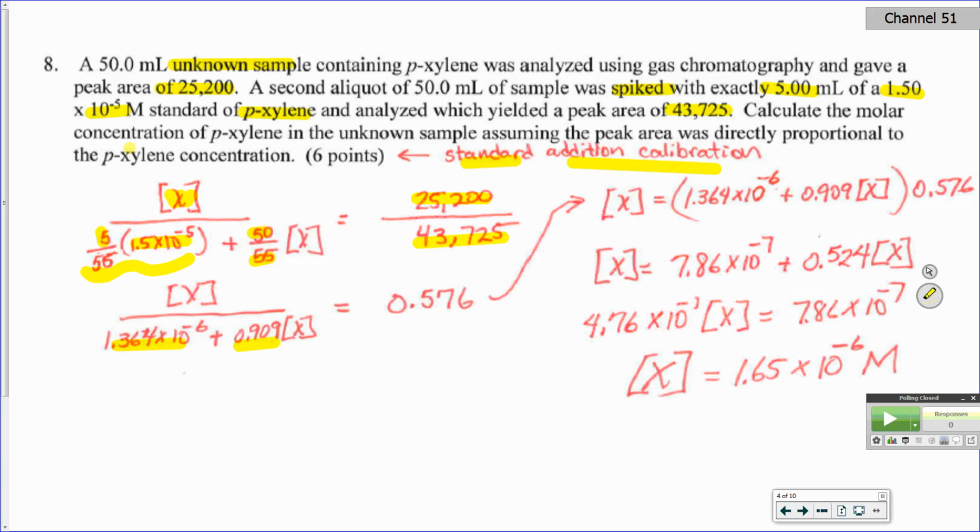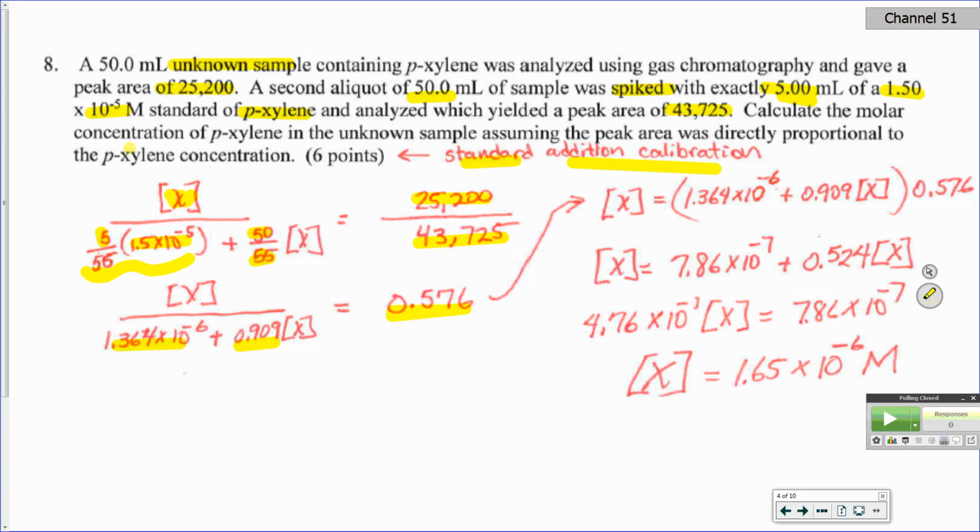Why on the second one, 50 over 55? Okay, I started with a 50 mL sample, and I added 5 mL to it. So the total volume is now 55. I thought I just wanted to know the original sample. It's just a second aliquot. Well, it is the original sample, but when we're comparing this signal, we have to look at the effect of the concentration. You've diluted it some. So that's what we have to do: account for the dilution that occurs.